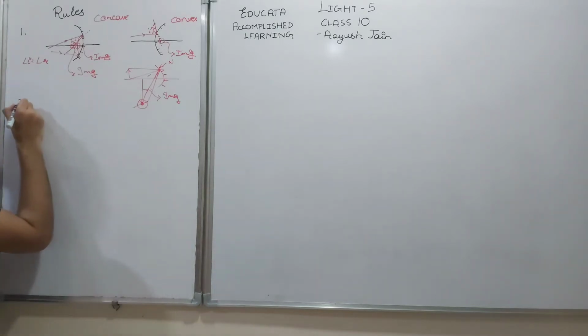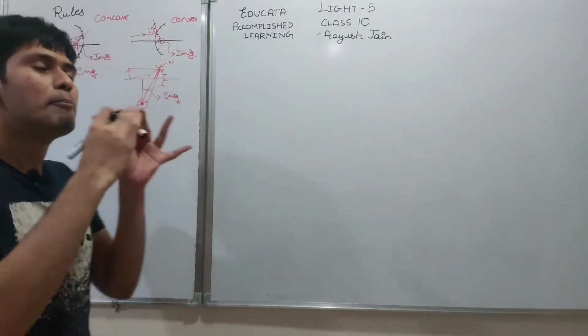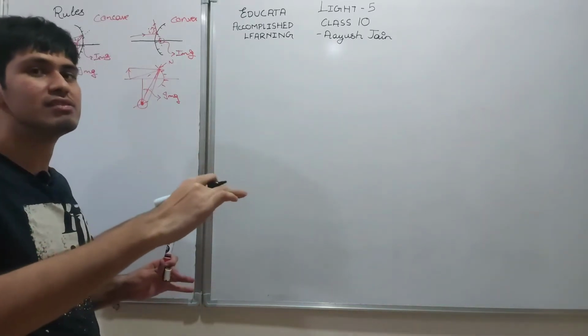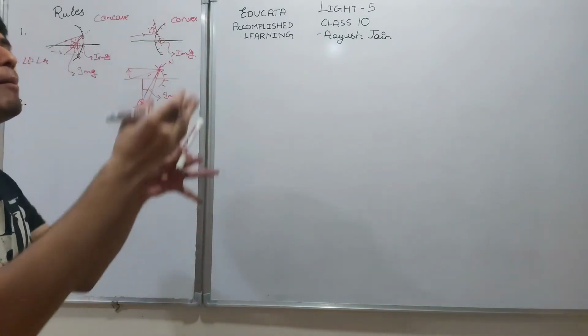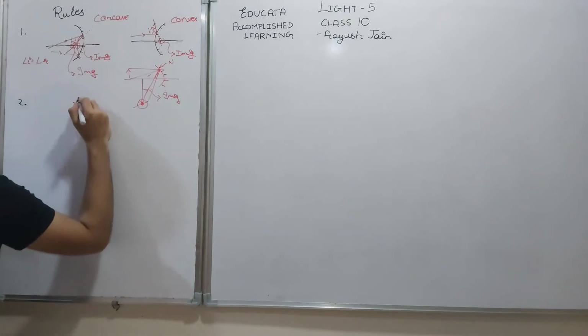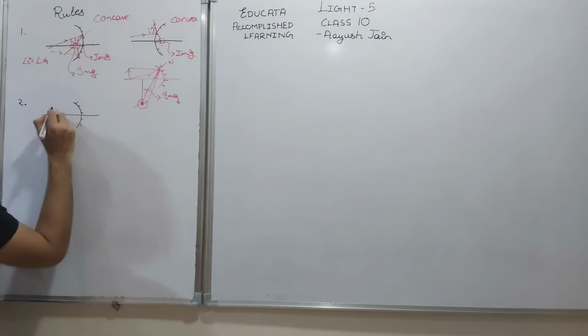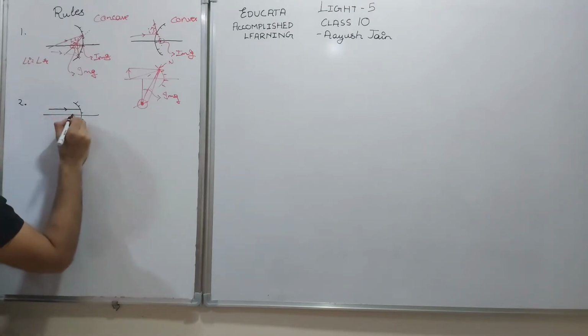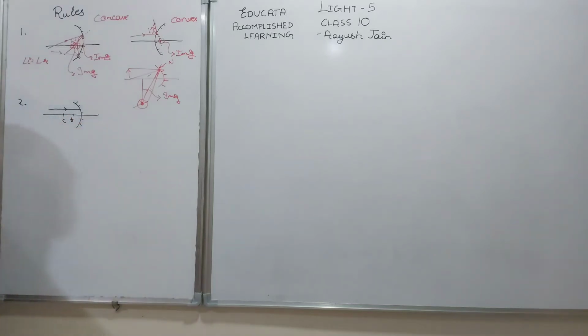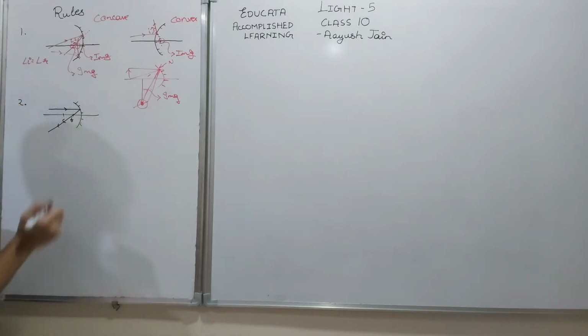The second rule says that whenever a ray of light passes parallel to the principal axis, then it will also pass through the focus. Okay, suppose this is your, which mirror? This is your concave mirror. Now what is happening? This is the principal axis, this is the ray of light passing parallel to the principal axis. Then suppose here is your focus, this is your center of curvature. Then this ray of light will always pass through the focus, something like this.